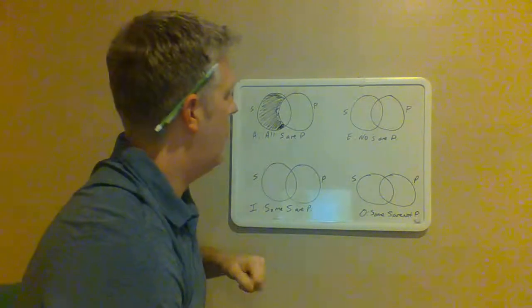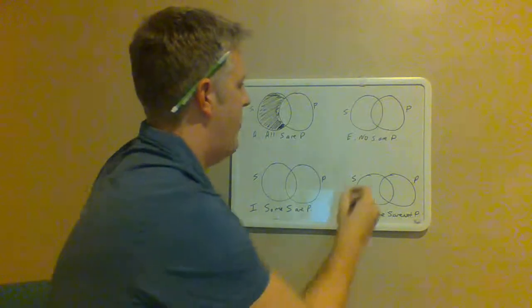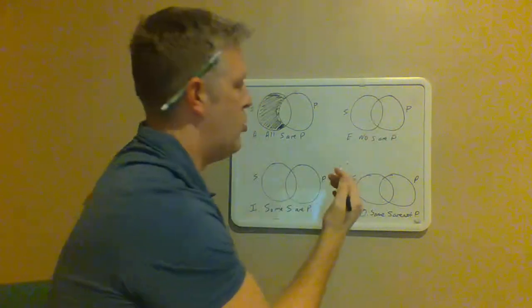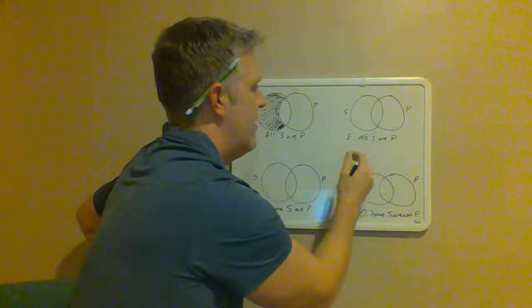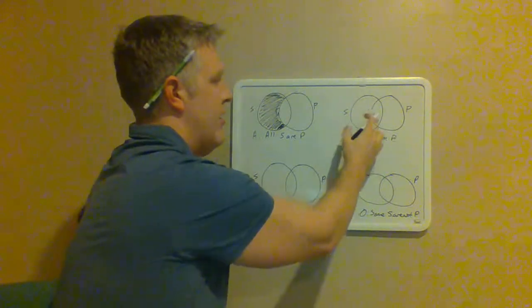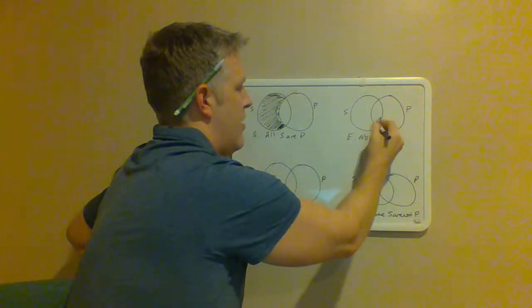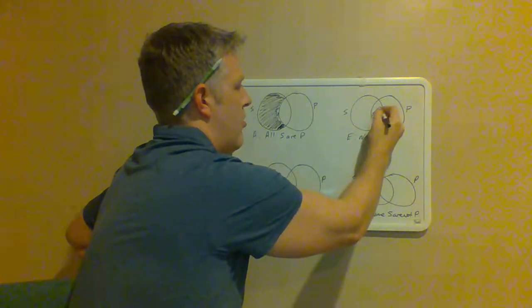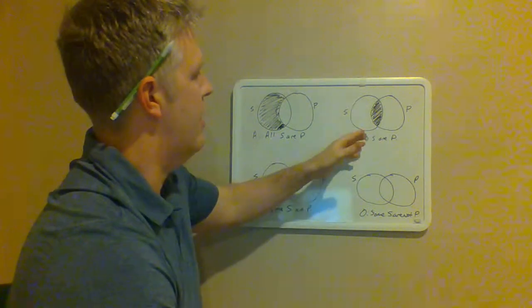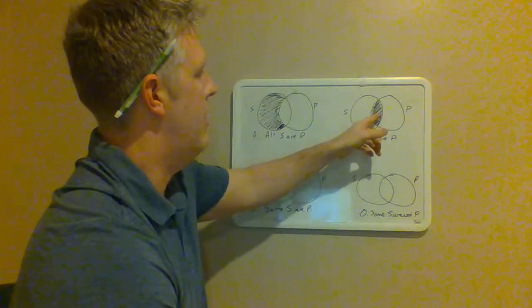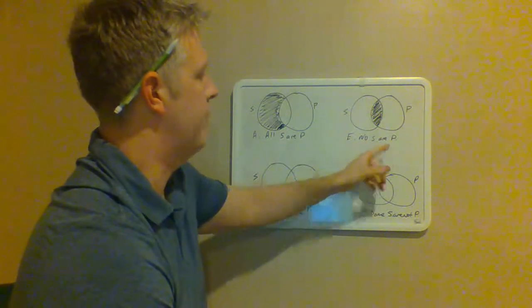Okay. So we're also going to employ shading when it comes to an E claim, except this time we're going to shade a different portion of the S circle. In this instance, we are told that no S are P. It's not possible to be an S and at the same time be a P. So we're going to shade this portion of the S circle, which then symbolically illustrates that it's not possible to be an S and at the same time a P. Any S is not going to be a P, hence no S are P.